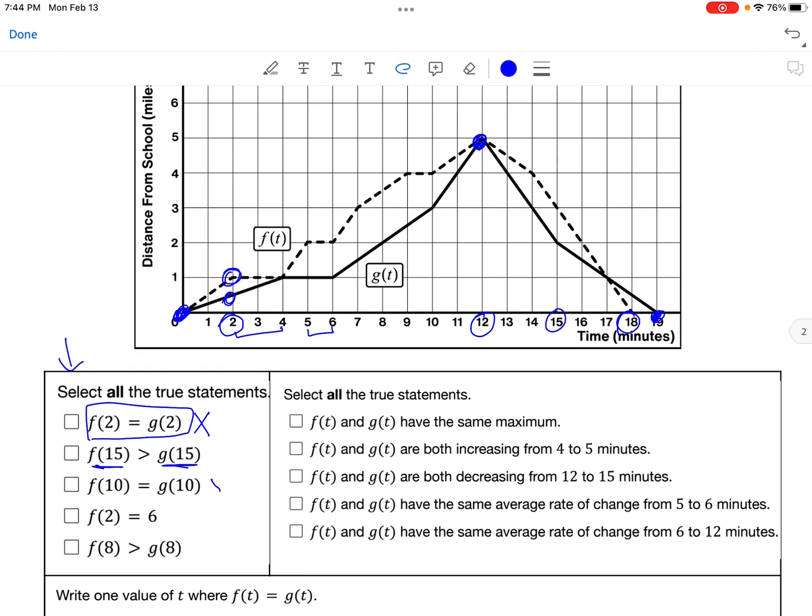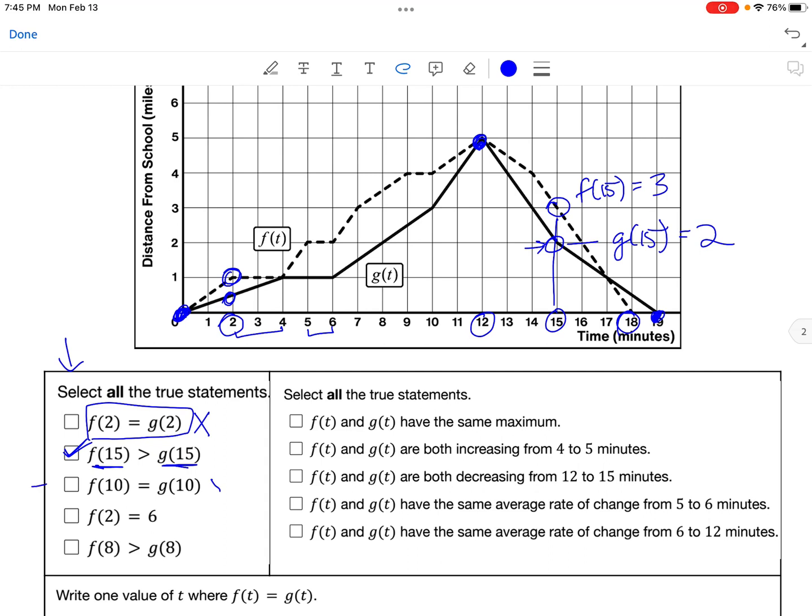Let's look at f of 15. So at 15 minutes, here we are, is f of 15, so the distance of bus F, is it farther from school than the G bus? Yes, it is. That's 3 miles from school, and f of 15 equals 3, and g of 15 only equals 2. So that is true. F of 15 is greater than g of 15.